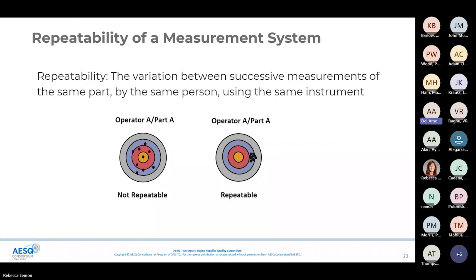Repeatability. So it's a variation between the measurements of the same part, but the same person using the same instrument. So the plot on the left, the operator is measuring the same part several times, and the measurement system seems to not be repeatable. While on the right side, the measurement system is repeatable. So all the measurements are really close together. We're measuring about the same thing for the same part with the same operator. Okay. So in the next slide, please.